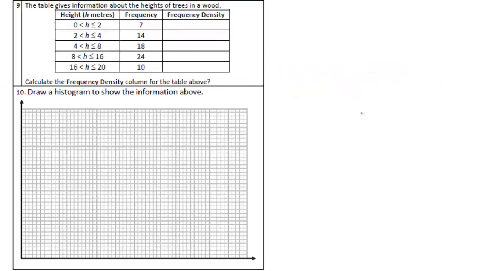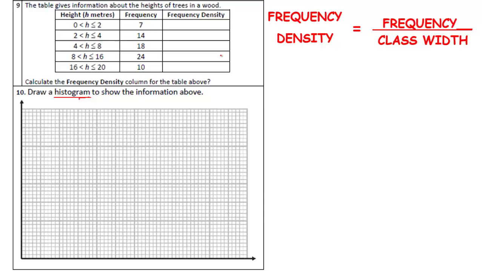Question 9. This is another very popular question on the calculator paper. The aim of the question will be to draw a histogram. So be very careful and be very prepared to be able to do this and get full marks drawing a histogram. The first thing that you definitely need to remember is that frequency density is equal to frequency divided by class width. This needs to be committed to memory.